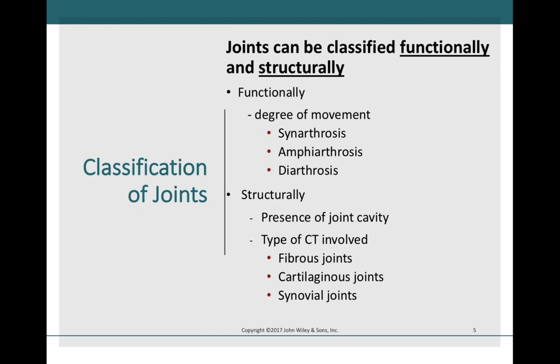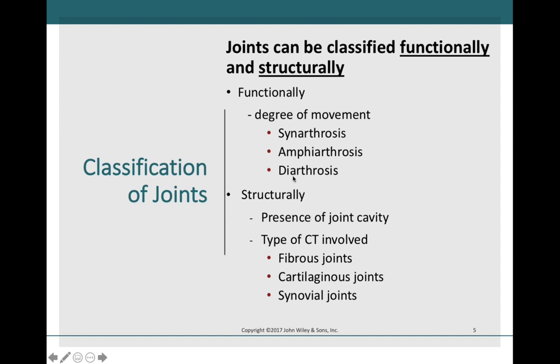There is no movement permitted at these joints at all. An amphiarthrosis is a joint that provides a slight degree of movement, or moderate movability, while a diarthrosis is a joint that is freely movable. So these three words sum up the functional classification of our joints, and we will see these again on the next slide. But that's how we'll functionally classify a joint: how much movability is allowed at that specific joint.